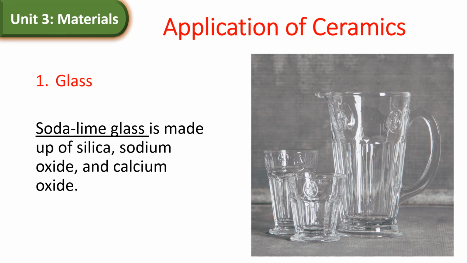Speaking of glass, there are four classifications. We have soda lime glass at first. Soda lime glass consists of 70% silica and a small amount of sodium oxide and also calcium oxide. They can be found in your drinking glasses and sheet glass.